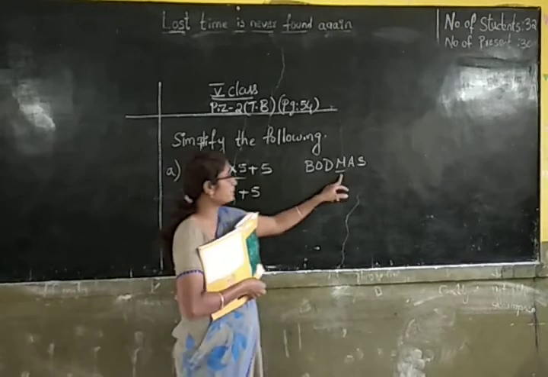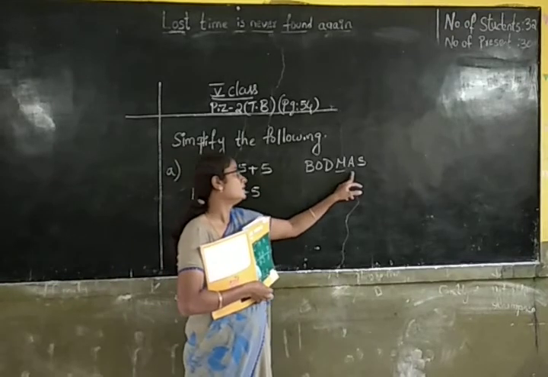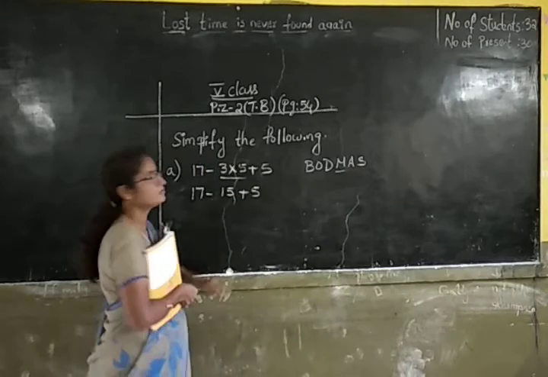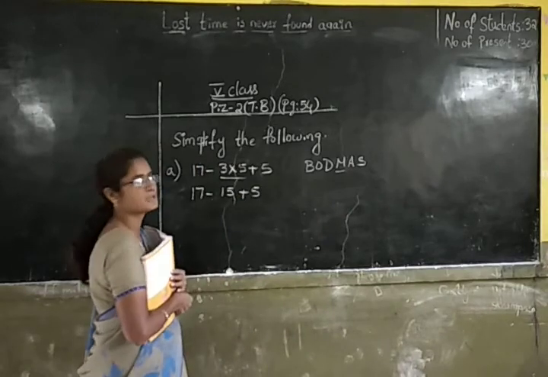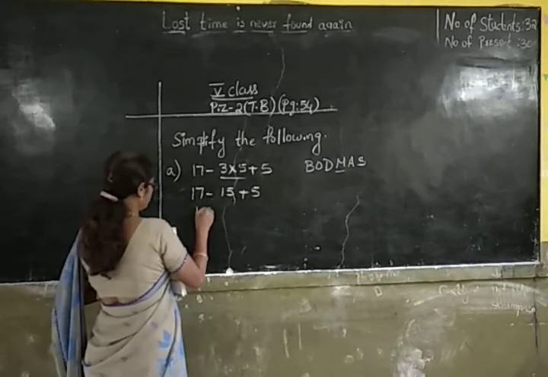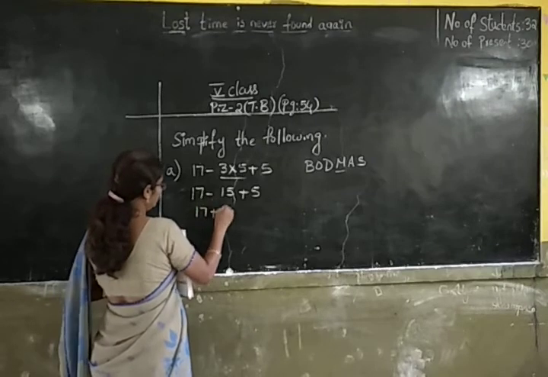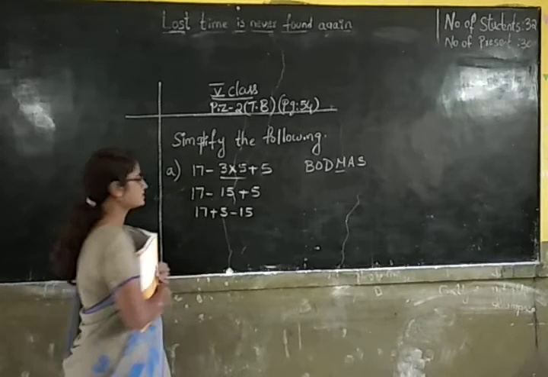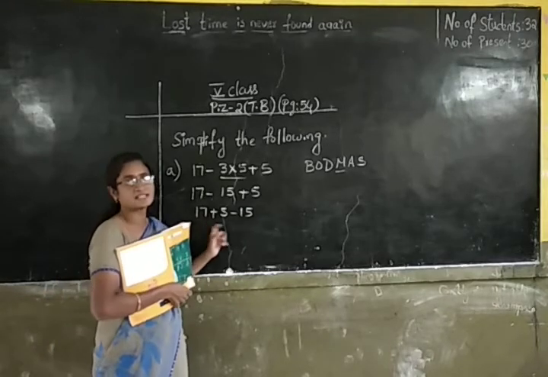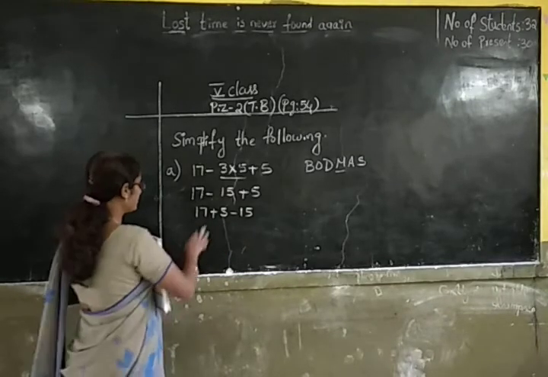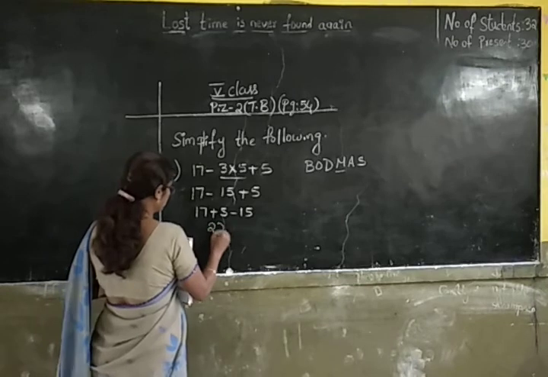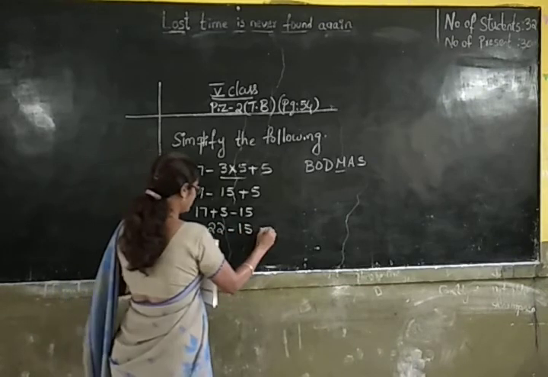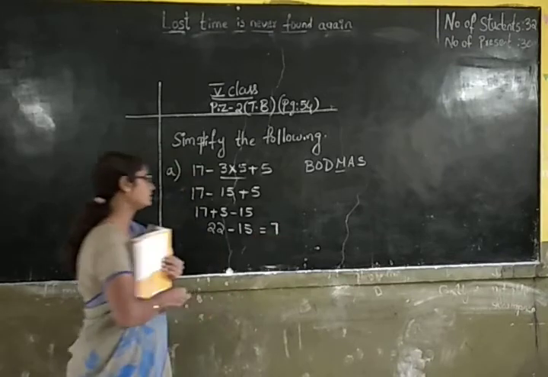So after multiplication, which operation we have to do? We have to do addition and then we have to do subtraction. So for doing addition, let us rearrange the numbers which are having addition symbol. 17 plus 5 minus 15. These two numbers are having the symbol of addition. So I have rearranged the numbers. Okay children. 17 plus 5 is 22. 22 minus 15 is equals to 7.